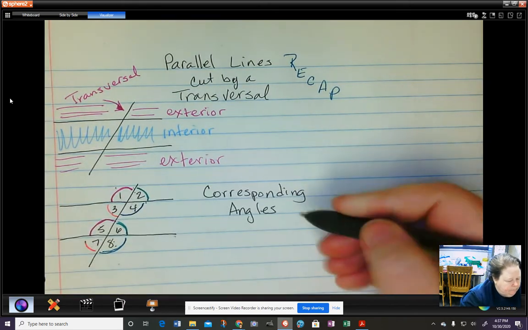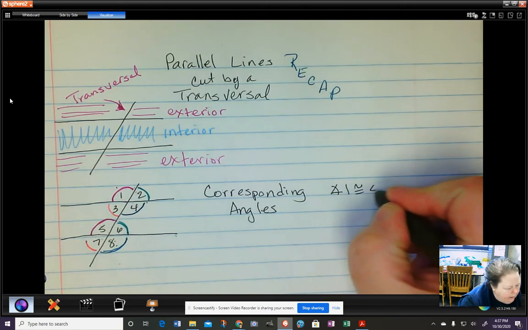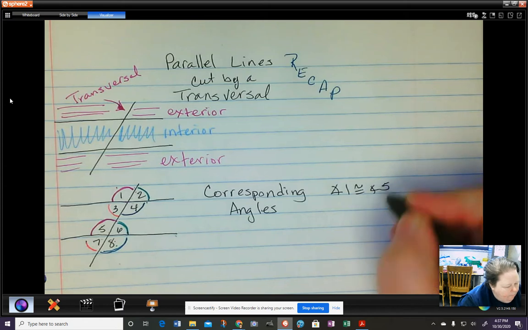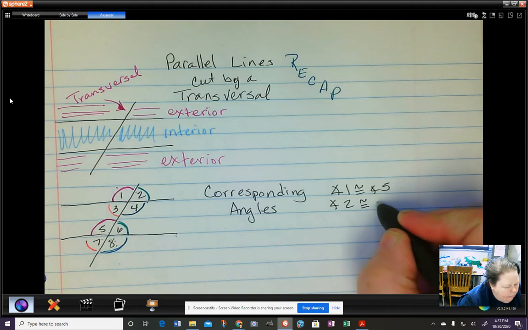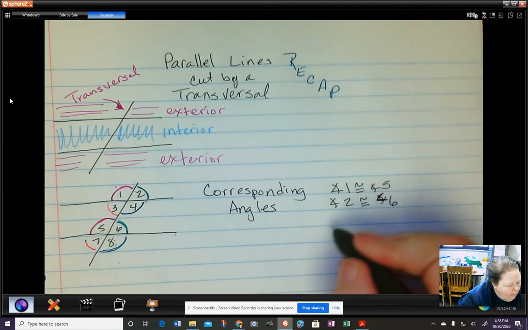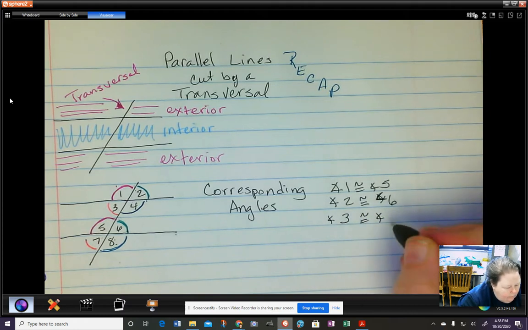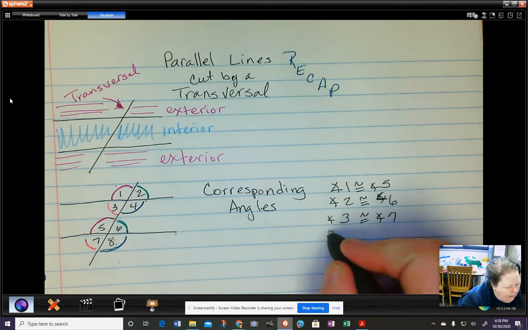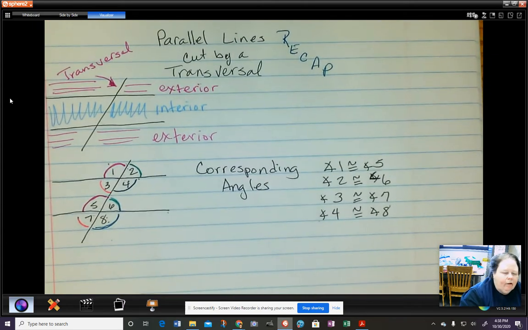And we write them out. Angle 1 is congruent to angle 5. Angle 2 is congruent to angle 6. Angle 3 is congruent to angle 7. And angle 4 is congruent to angle 8. And that's how we write corresponding out.